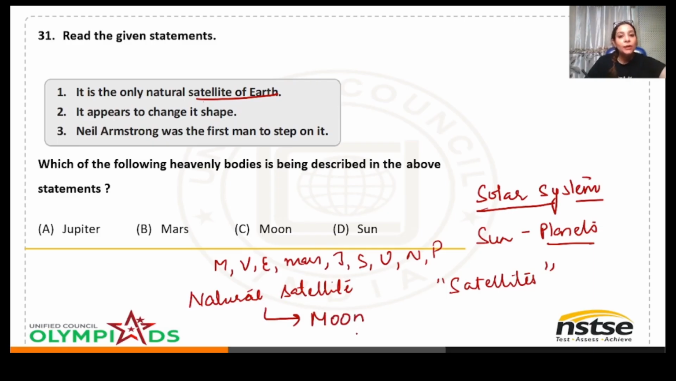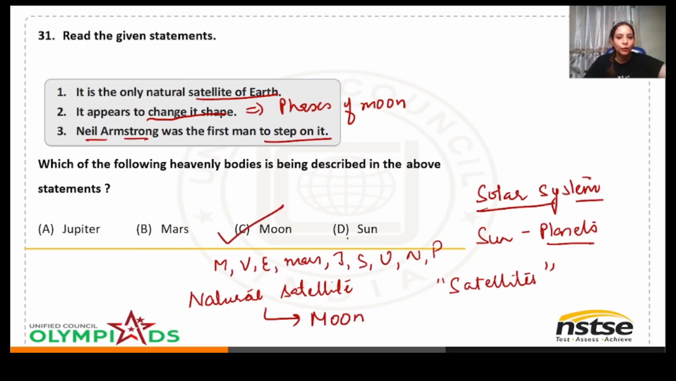And the moon doesn't have its own light. It shines because the part of it that gets illuminated by the sun. So that is the reason it appears to change its shape. Actually, to us it looks like it is changing its shape, but the real reason is that it doesn't have its own light. Its surface gets illuminated when sunlight falls over it and it reflects it. So that is why it appears to keep changing its shape, and we call it phases of the moon. Sometimes you are able to see a full moon, sometimes only a part of the moon. And also Neil Armstrong was the first man to step on it. So I hope you got your answer.